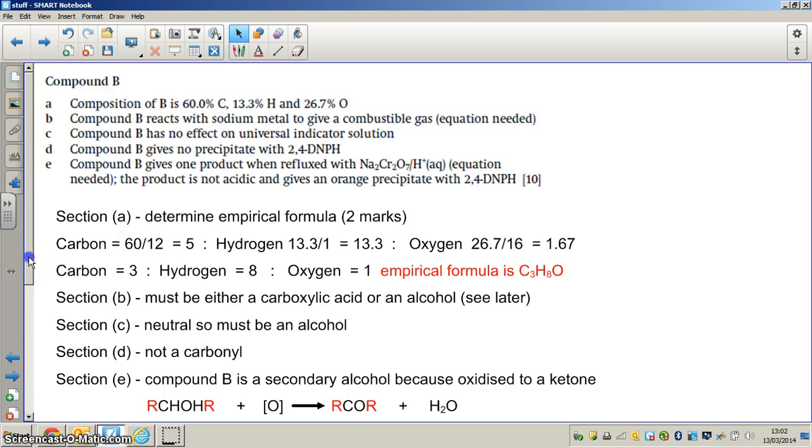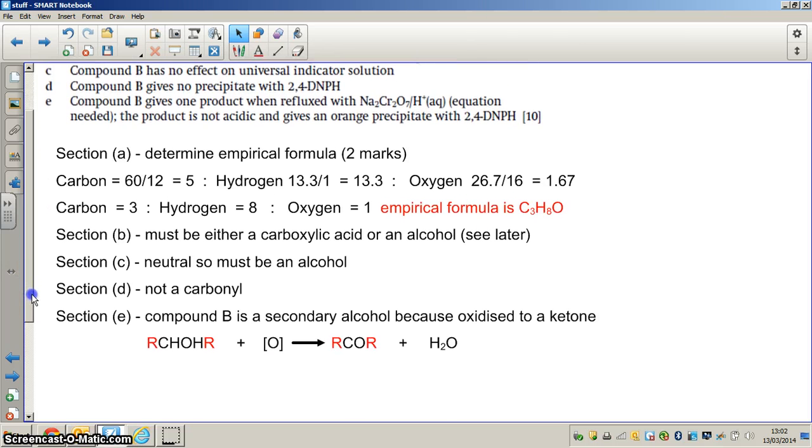So in summary, section E, we have our secondary alcohol being oxidized, and this is the standard way of writing oxidation occurring with the dichromate, acidified, to form a ketone. And the R groups refer to carbon chains.